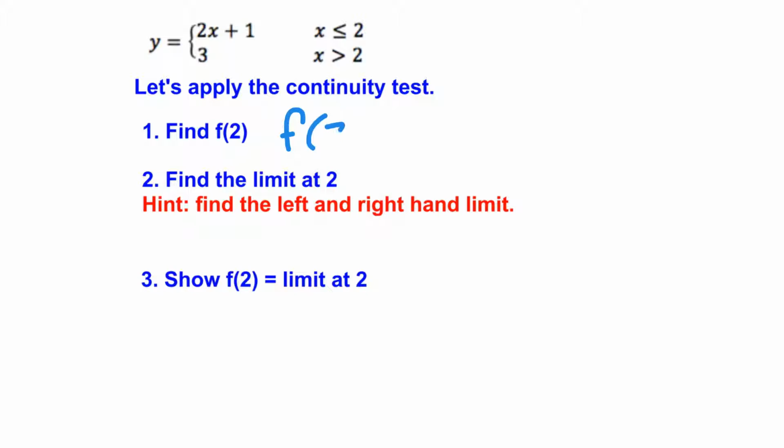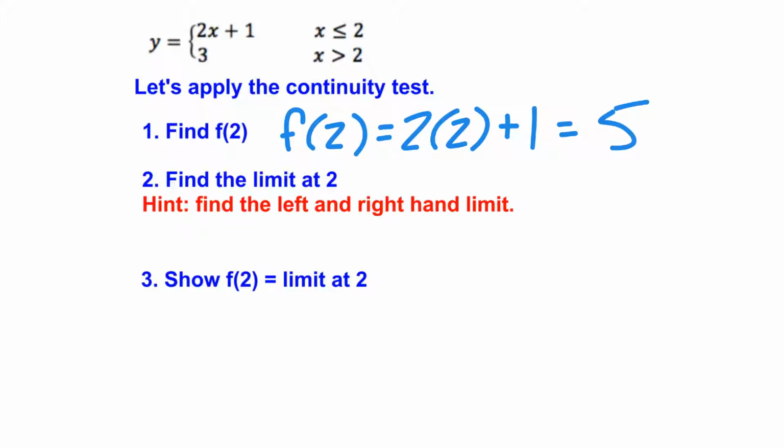f of 2 equals 2 times 2 plus 1. All right, so 2 times 2 is 4, plus 1 is 5. So f of 2 exists. How would I know if it didn't exist? Well, if none of those domains included 2, that would be a sure sign that f of 2 did not exist. All right, but it does exist. We found it. So now we go on to the second part, where we're finding the limit at 2.